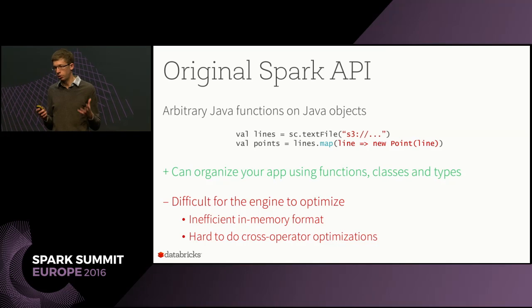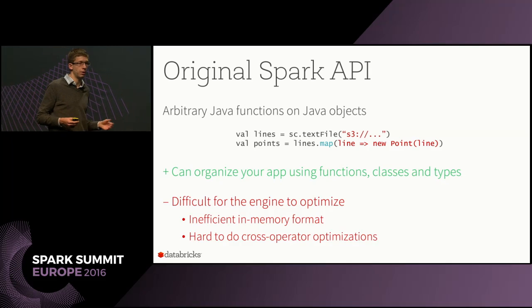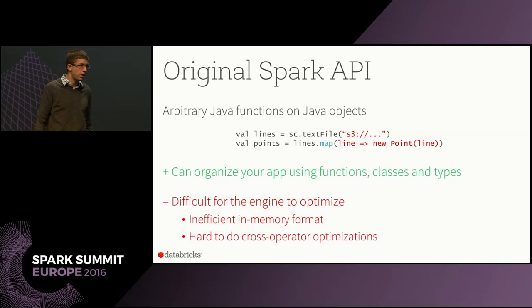Because everything is Java objects and Java functions running on them, it's really hard to optimize it to do anything non-trivial with it. In particular, when we try to store these things in memory, they're just Java objects. They can have subclasses, they can have nested graphs of pointers to other stuff. It's really hard to have an efficient in-memory format other than letting the JVM do it. And also, if you have a bunch of these operators, it's hard to look inside them and see what they're doing and do optimization across them. Like, for example, push a filter into your data source because you're only pulling out records that pass a given predicate. So these are the trade-offs.